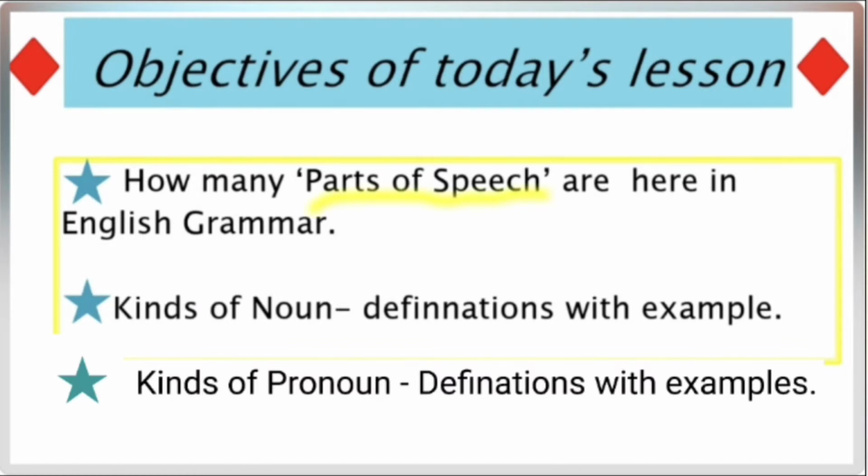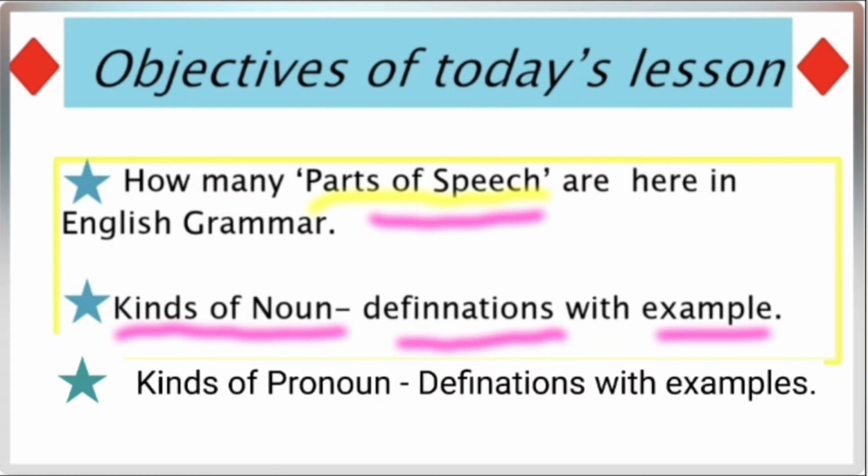But before reading this, we will read the objectives of today's lesson. What are the objectives of today's lesson? The first objective is we will read the parts of speech, that how many parts of speech are here in English grammar. The second objective is kinds of noun. In this lesson, we will read the different kinds of noun with their definitions and examples. And the third objective of today's lesson is we will read the kinds of pronoun also with their definitions and examples.